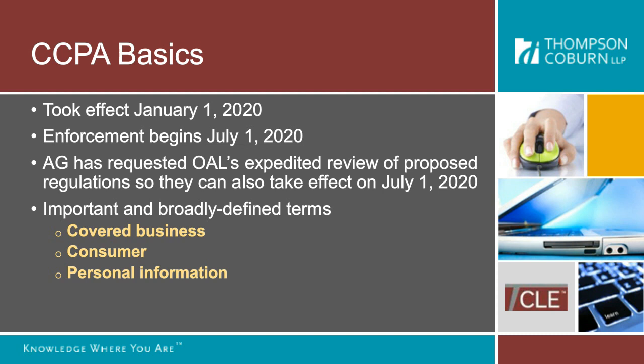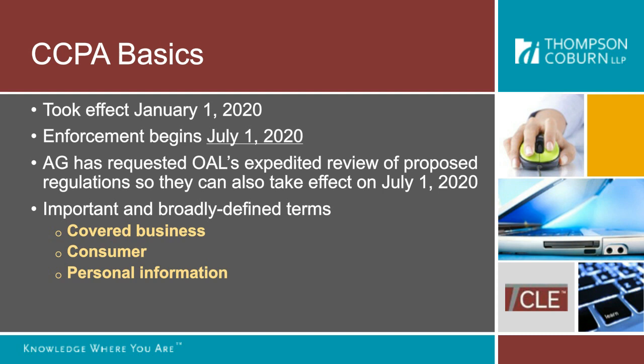In terms of what the statute covers, the statute applies to a defined term of covered businesses. Just very briefly, a covered business is a business that does business in California, collects California consumers' information, and either has in excess of $25 million in revenue, collects more than 50,000 records, or derives more than 50% of its income from the sale of consumers' personal information.